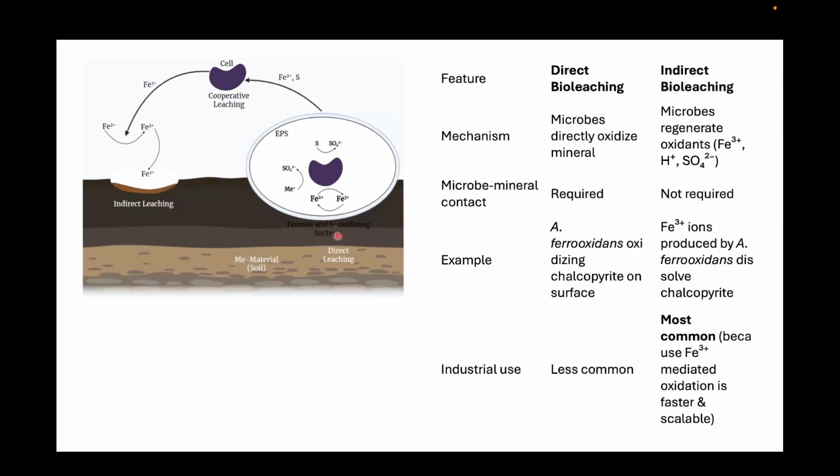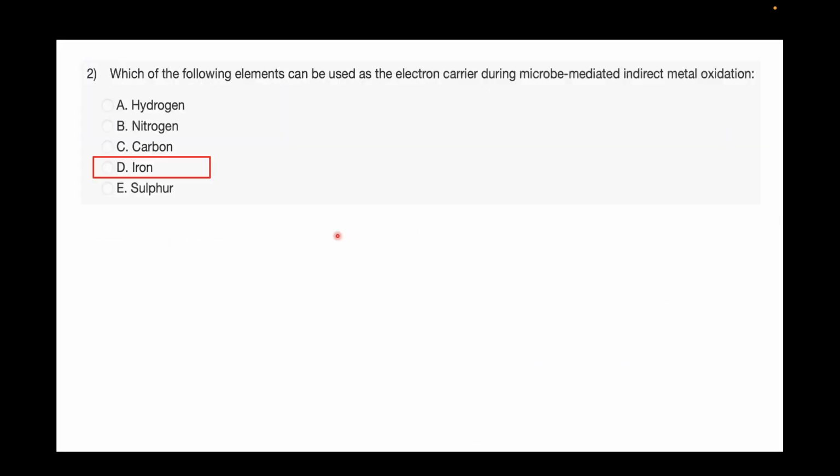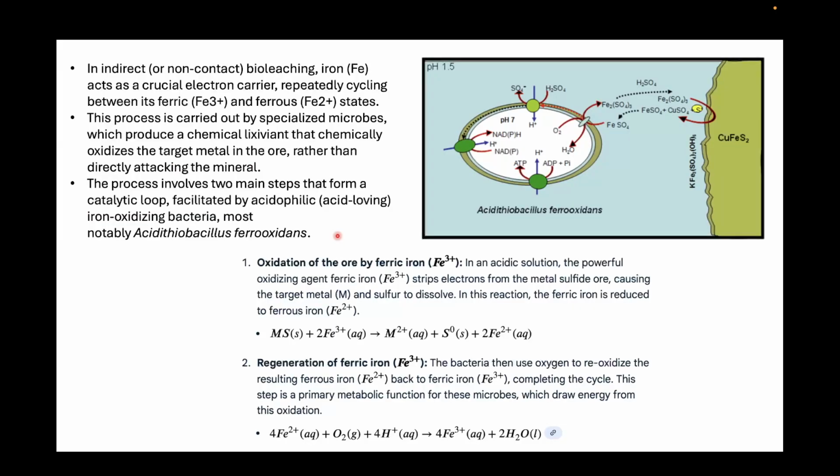So I hope it's clear to the students that iron acts as the metal which can carry electrons and facilitate indirect leaching in the process.